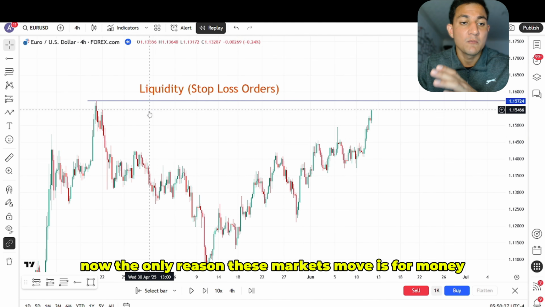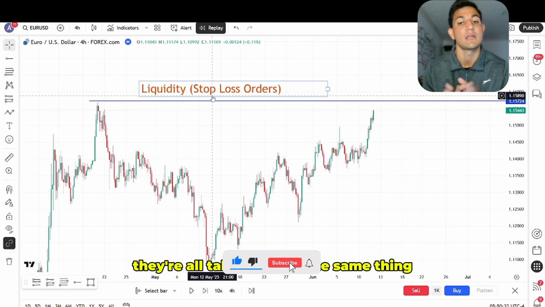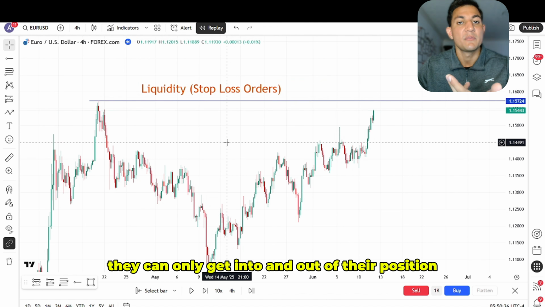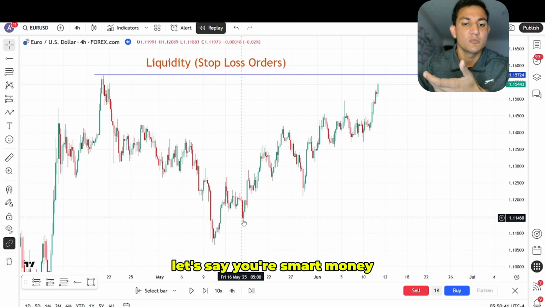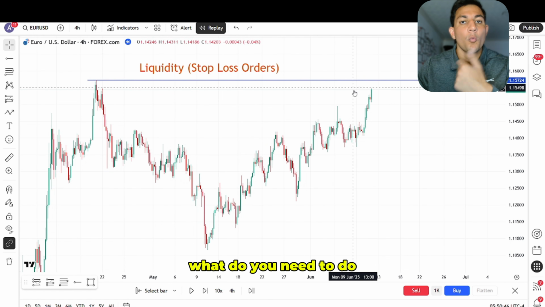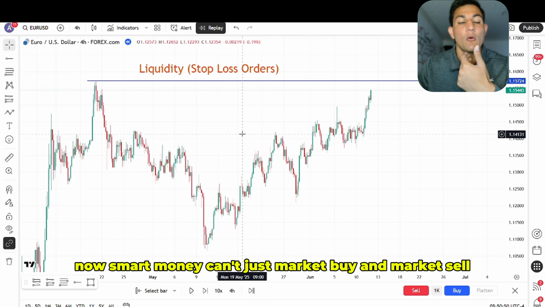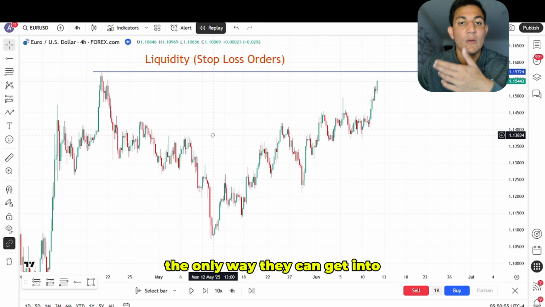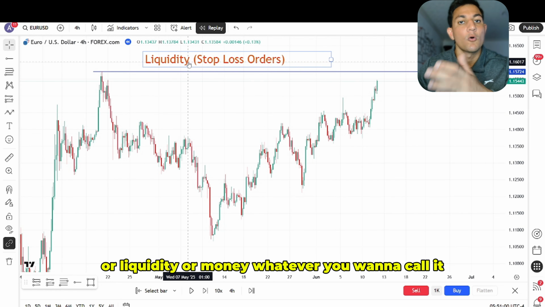Now the only reason these markets move is for money or liquidity or stop loss orders. They're all talking about the same thing. If Goldman Sachs, JP Morgan, smart money, can only get into and out of their position where there's lots of money, right? If you're smart money and you've bought billions of euro dollar down here, and you need to get out of your position, what do you need to do? You need to sell billions of euro dollar to get out. Now, smart money can't just market buy and market sell like me and you do. The only way they can get into and out of their positions is where there's lots of stop loss orders or liquidity or money, whatever you want to call it.